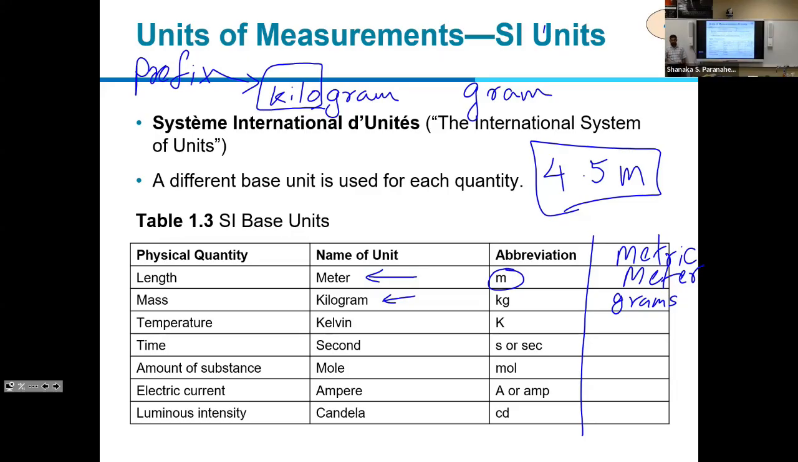That prefix has its own value. So kilo is 1000. That's the value of kilo. Kilo is equal to 1000. We're going to talk about those prefixes in a minute, and each has its own mathematical meaning.